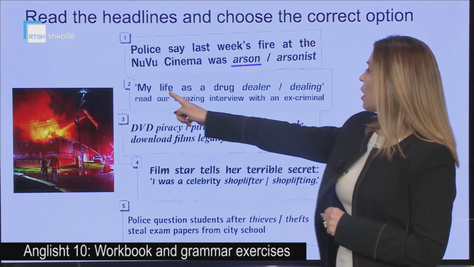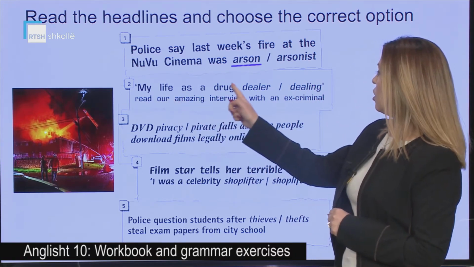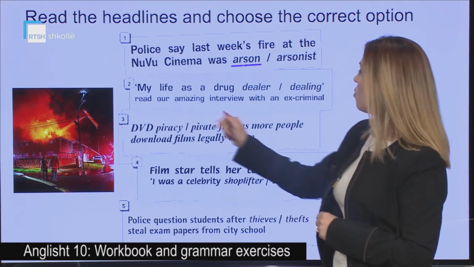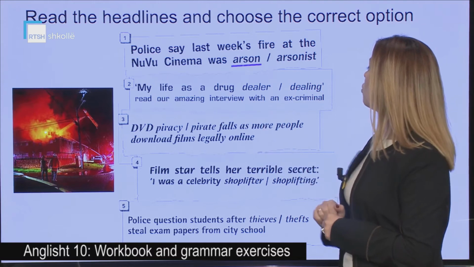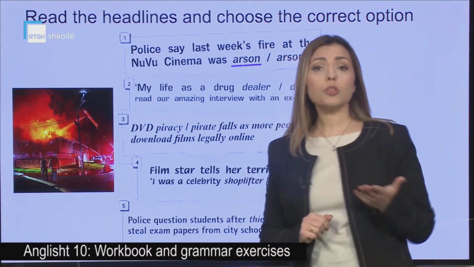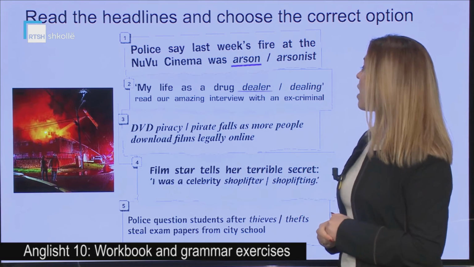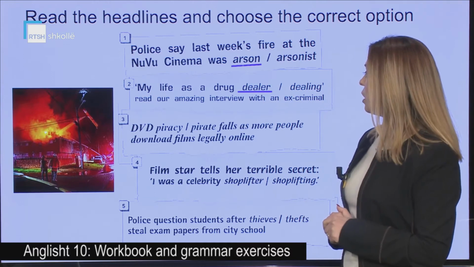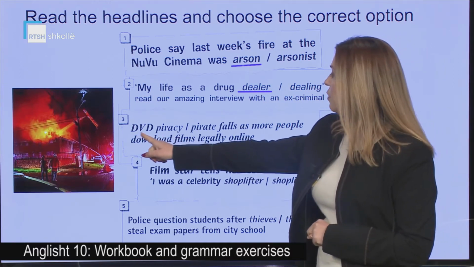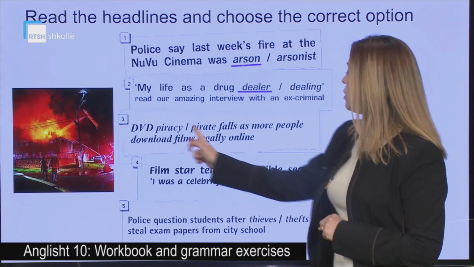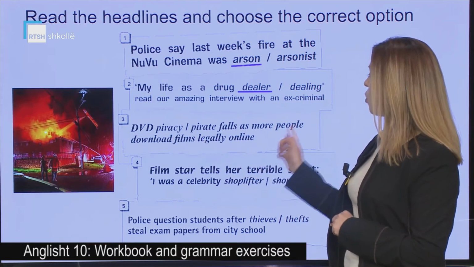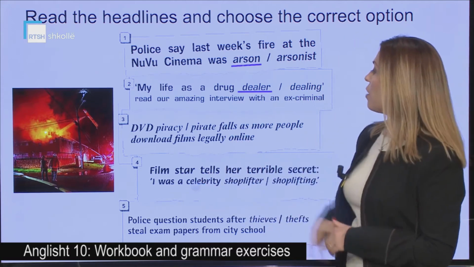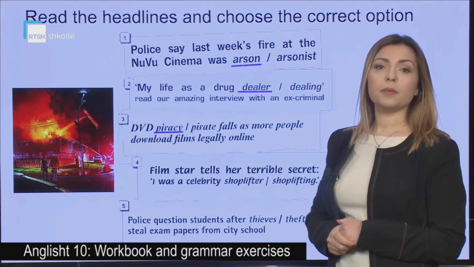Number 2, my life as a drug dealer or drug dealing. Read our magazine, our amazing interview with an ex-criminal. What was this person? It was a drug dealer. We want the person, how is called. Number 3, DVD piracy or DVD pirate falls as more people download films legally online. We want the noun, and this is called DVD piracy.